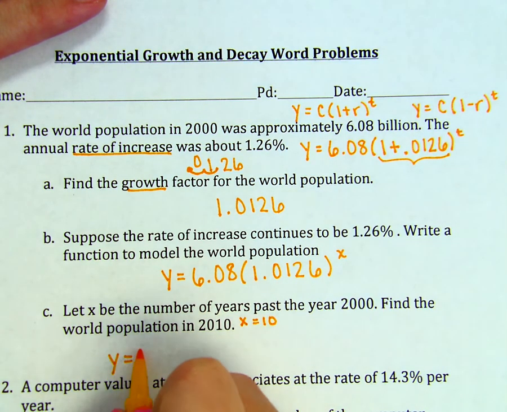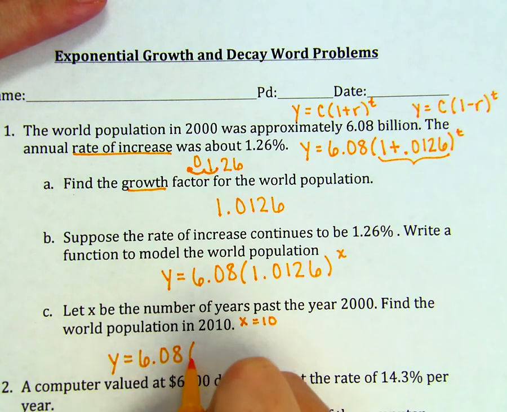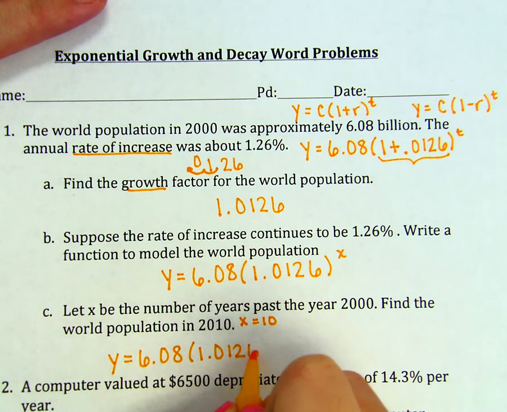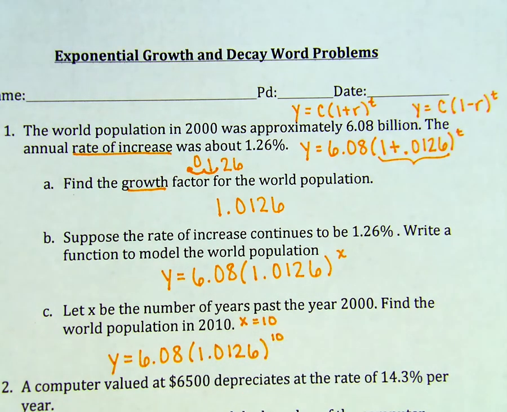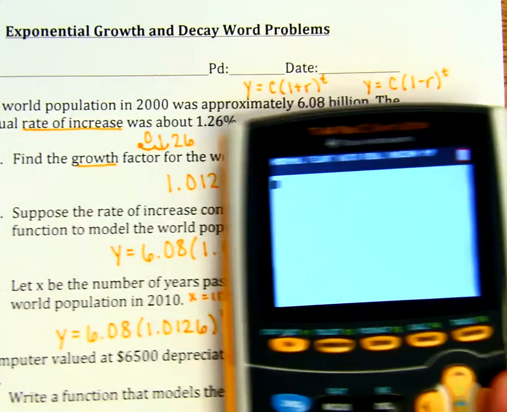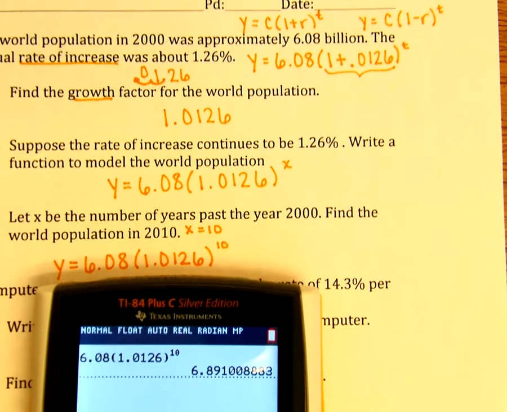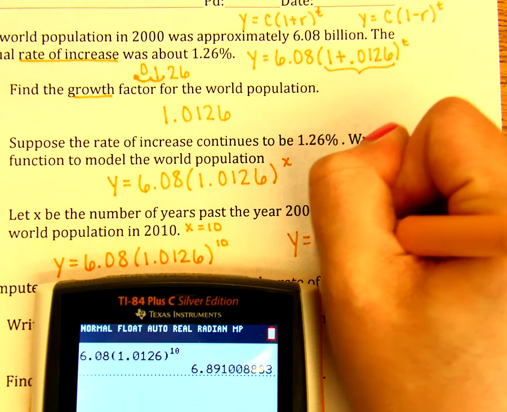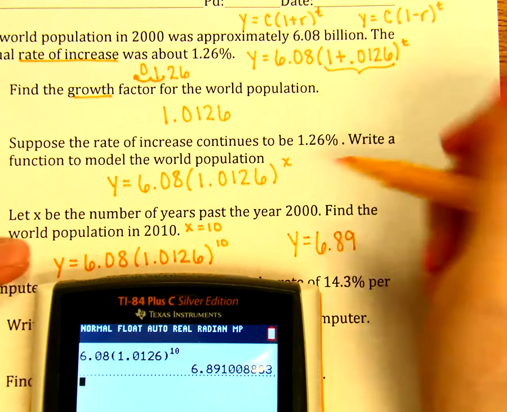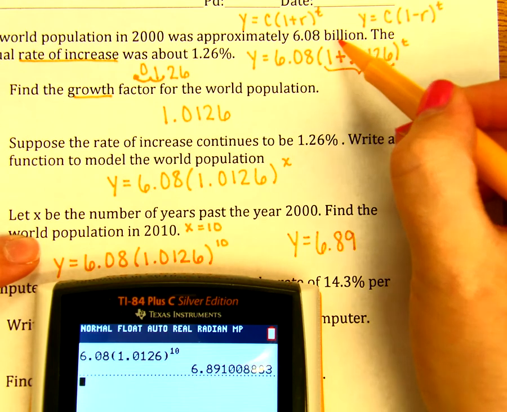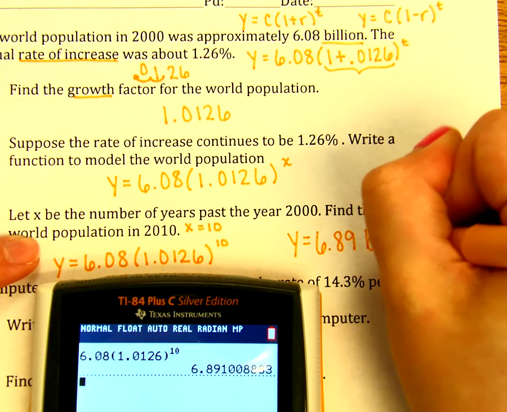So y equals 6.08 times 1.0126 to the 10th power. We plug this into our calculator. 6.08 times 1.0126 to the 10th power. And we get 6.89, 2 decimal places again is fine. So y equals 6.89, and we're talking about population, and our population was in billions, so it's billion.